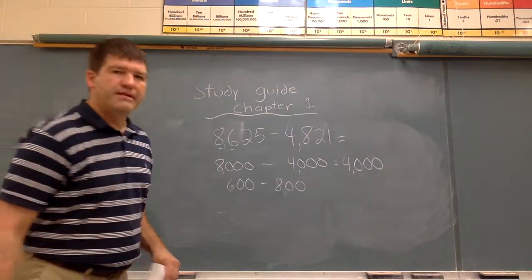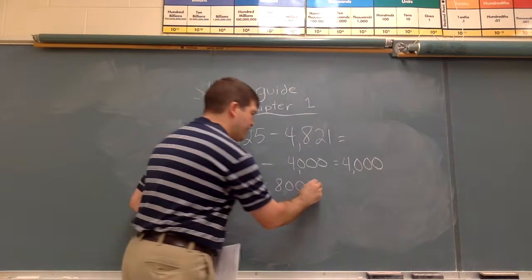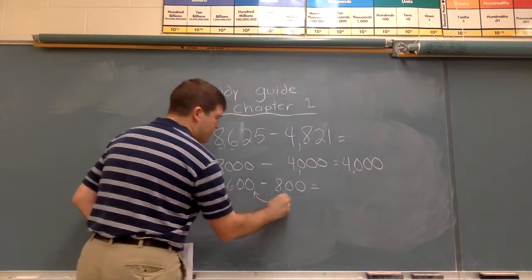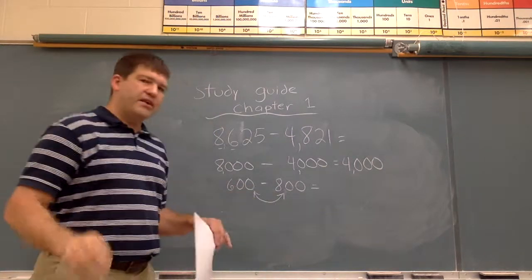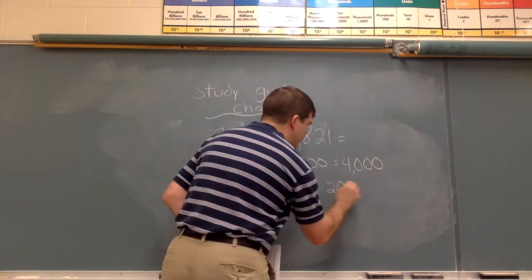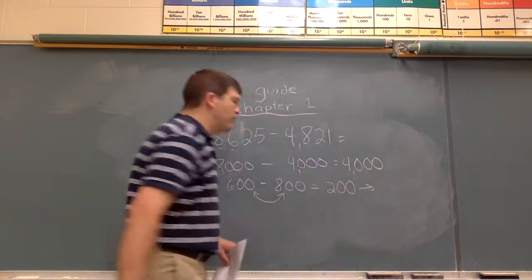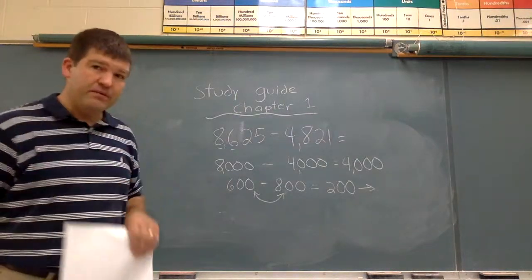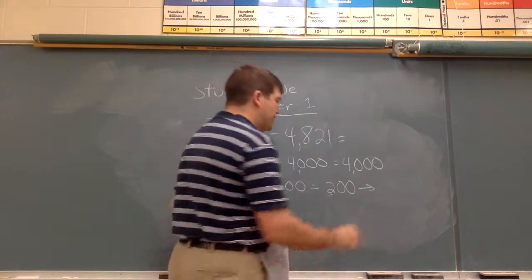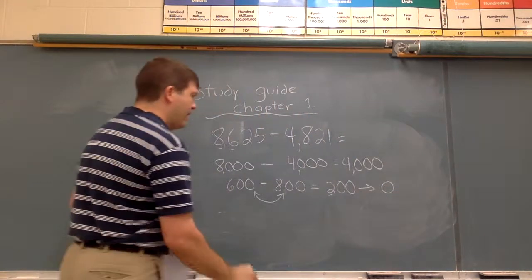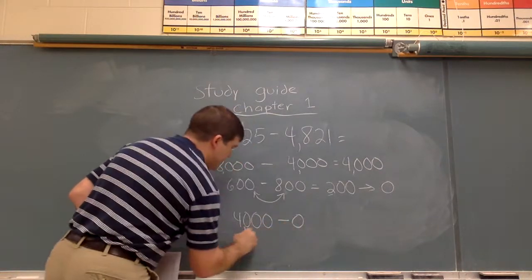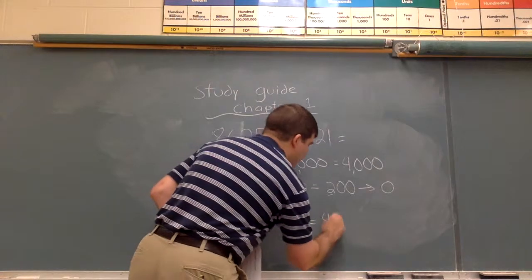Now, I have a little problem here because I can't take 800 away from 600. So, I need to switch these two around. 600 minus 800 I can't do, but I can do 800 minus 600. When I switch them, it gives me 200. And I round that number to the nearest thousand. So I look at the 2, it's 4 and under, so I go to 0. And now, 4,000 minus 0 equals 4,000.